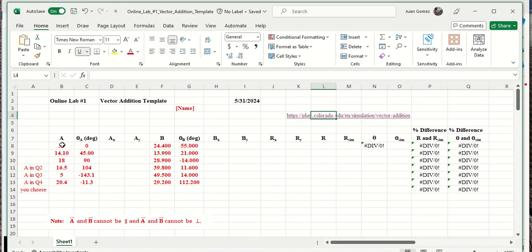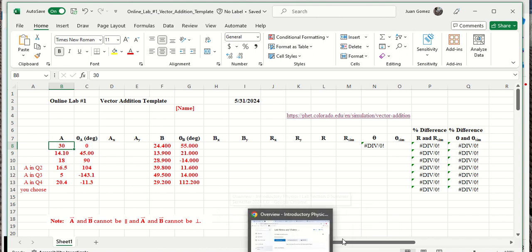For the first one, I want vector A to be at a magnitude of 30 and at an angle of 0. And I want vector B to be a magnitude of 24.4 and an angle of 55. So let me do A first. Let me set up A to be at magnitude of 30, angle of 0.